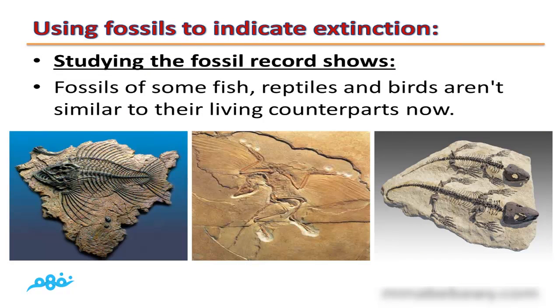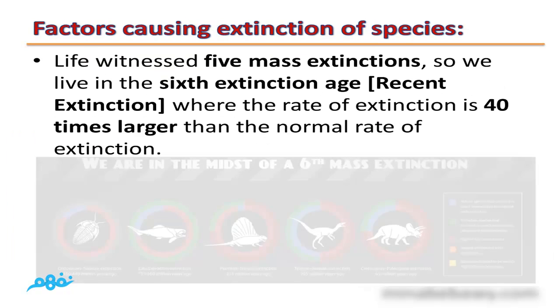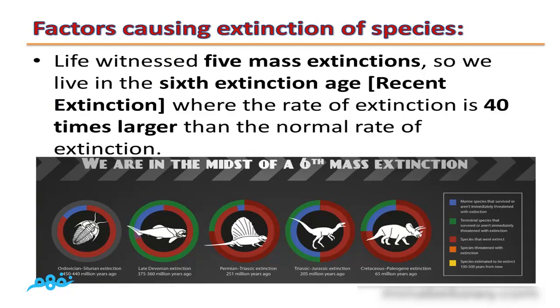Fossils of some fish, reptiles, and birds aren't similar to their living counterparts now. Life witnessed 5 mass extinctions, so we live in the 6th extinction age, what's called recent extinction, where the rate of extinction is 40 times larger than the normal rate of extinction.